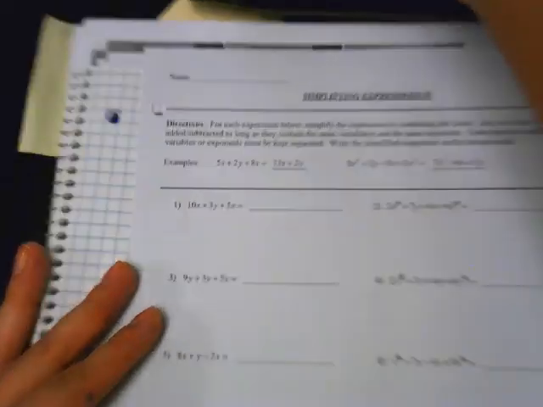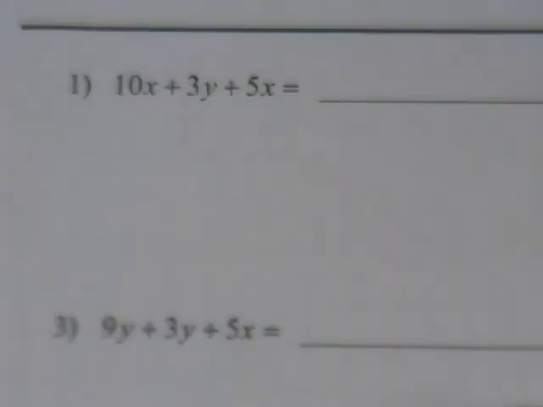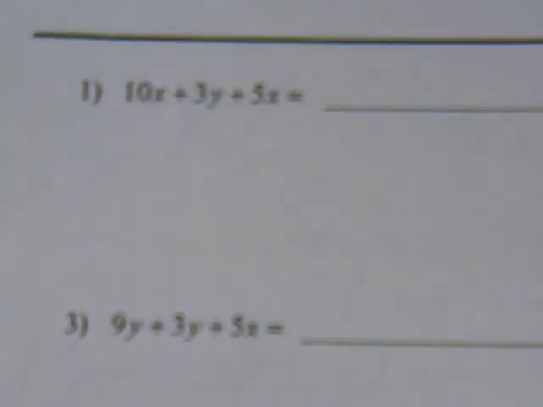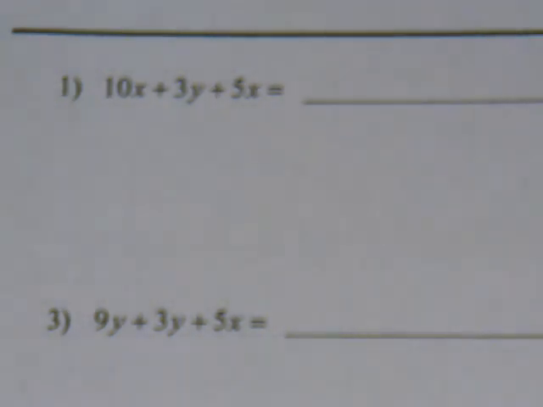Alright, let's do number 1 together. Okay, Bella, can you add 10 plus 5? 15. Okay, that's all you have to do. That's number one from the back. The holes are on the left. That makes it the front side.